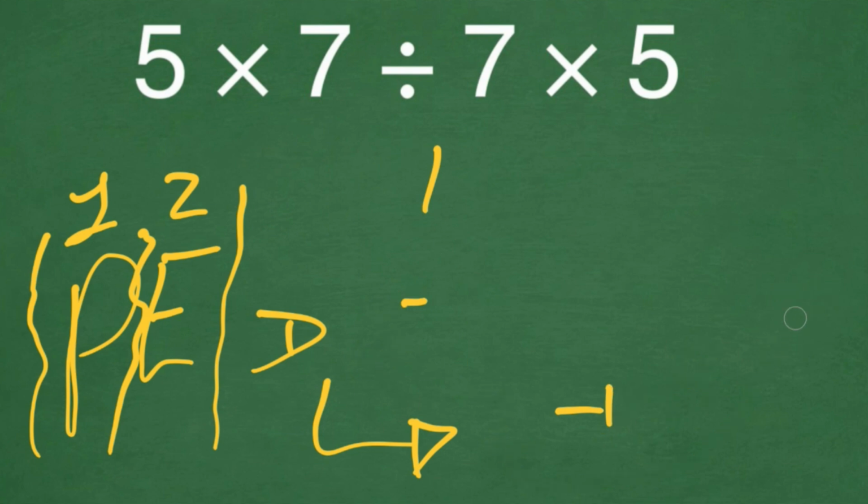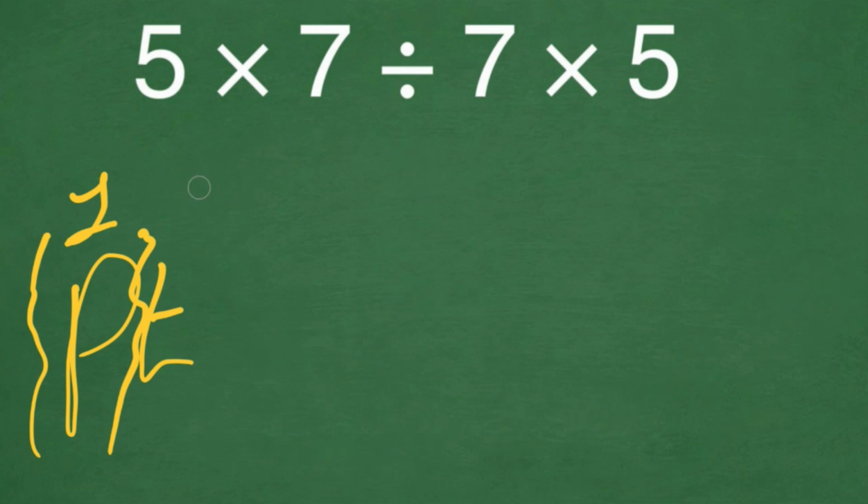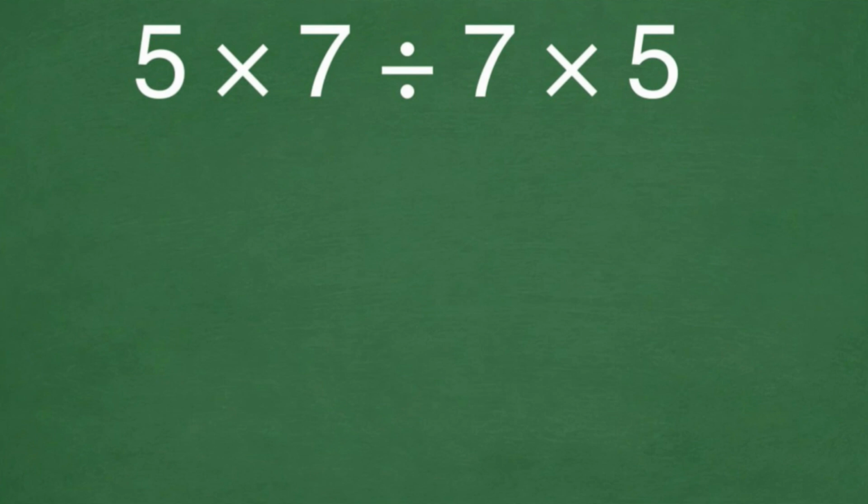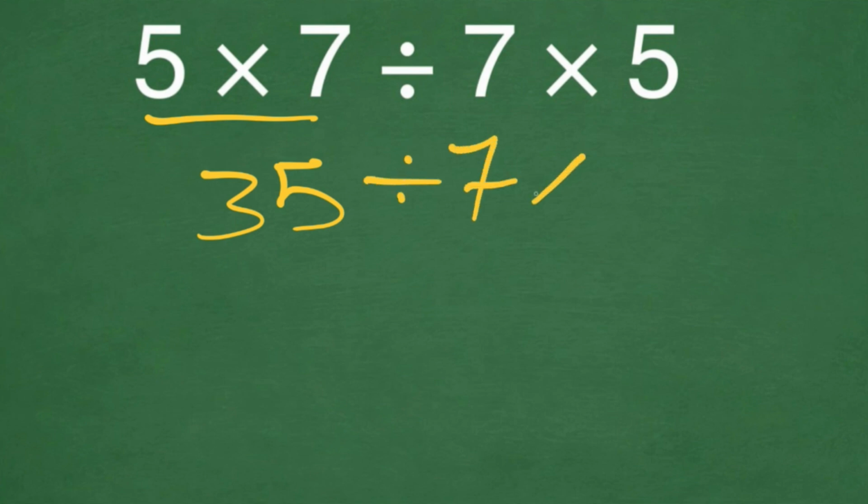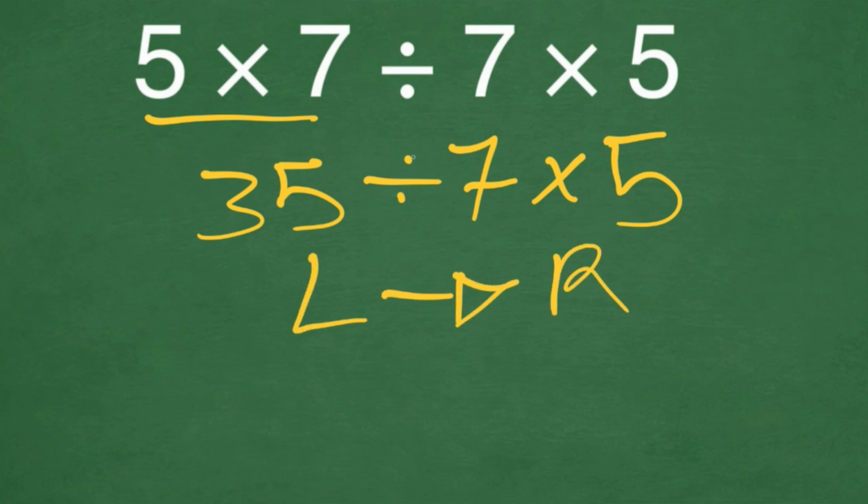So let's do the math and get the right answer. So 5 times 7 gives us 35, and 35 divided by 7 times 5 is going to be the next thing to do. And now we have division and multiplication. Since both have equal priority, we are going to solve the problem left to right, meaning we have to solve the division first, not because the division has a higher priority than multiplication, but because the division comes first, and we are going to do it in that order.